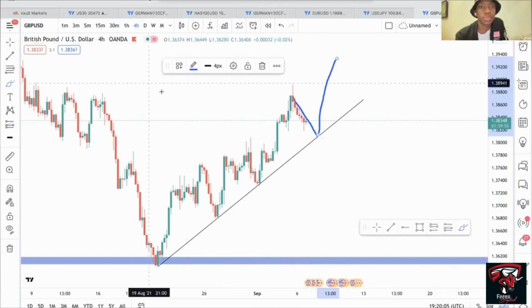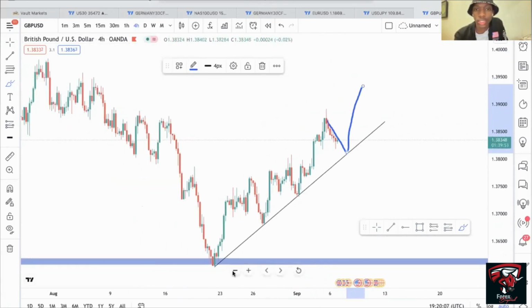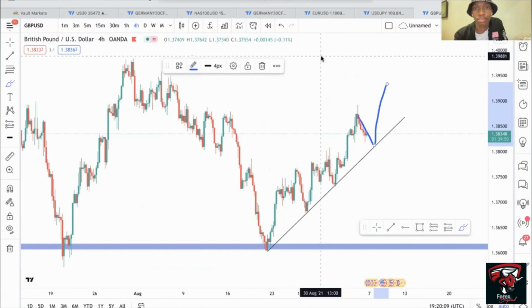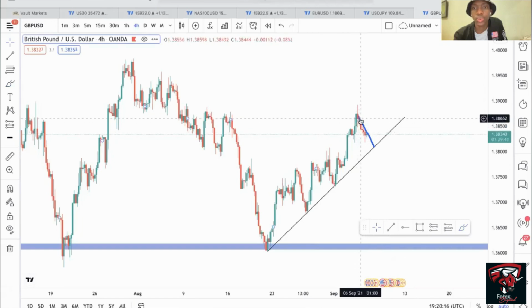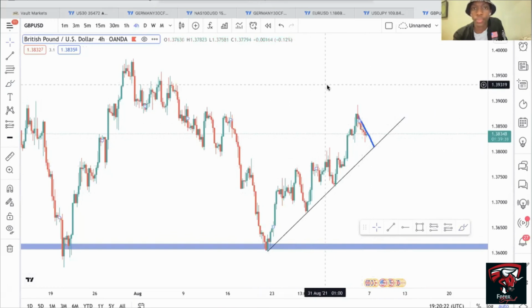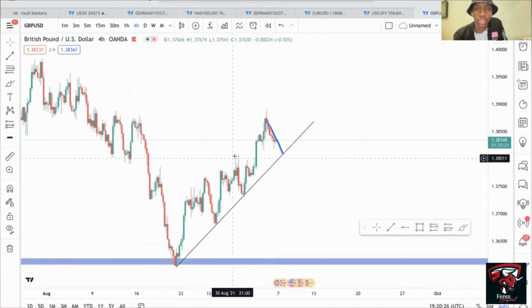You know, that's GBP USD, guys. That's the analysis. There isn't really anything else to it. Simply need to wait for it to retrace down to the trend line to create the fourth low. Yeah, I don't see anything else.